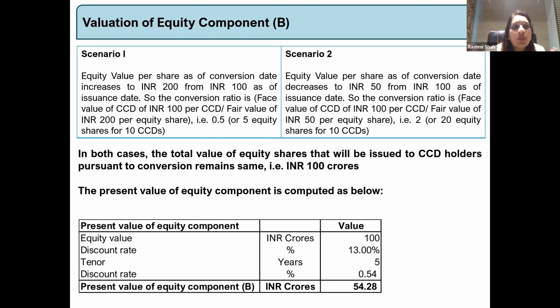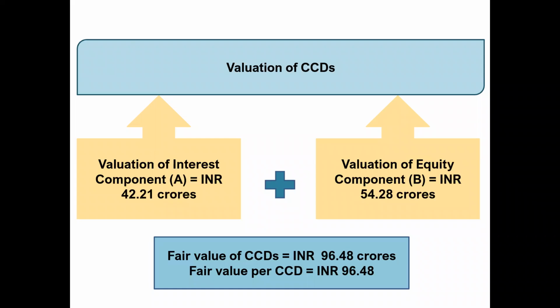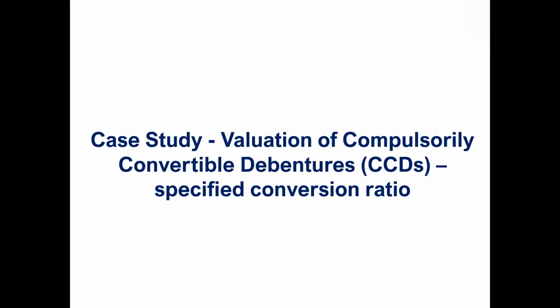So irrespective, in both cases, the total value of equity shares which will be issued to CCD holders after the conversion remains the same. So the present value will therefore be as computed below. It's 54.28. And the total value of the CCDs is then the value of the interest component, that is 42.21 crores, plus the value of the equity component, that's 54.28 crores. Why are we not giving any impact for the value of an option in this case? Because it's compulsorily convertible. There is no optionality. It will definitely get converted. Okay. Yeah, thanks.